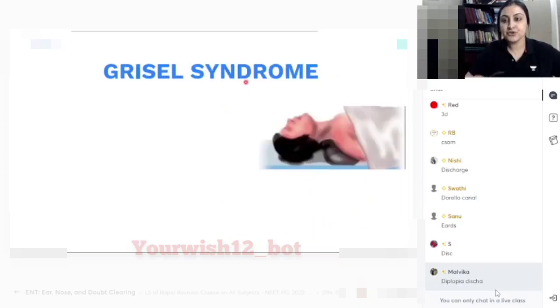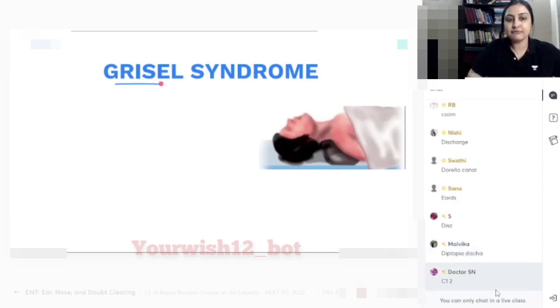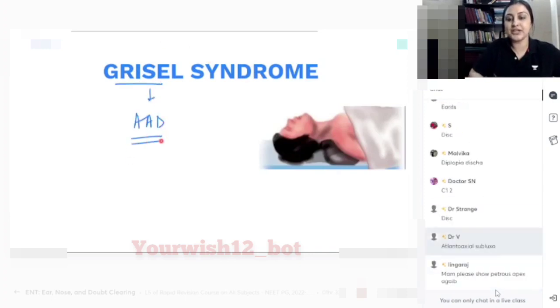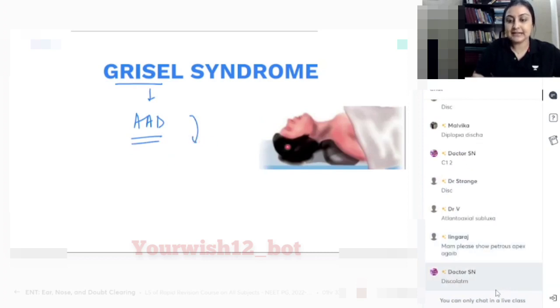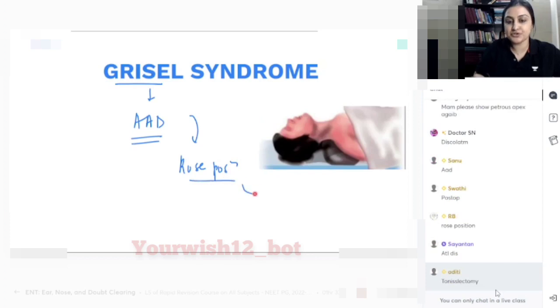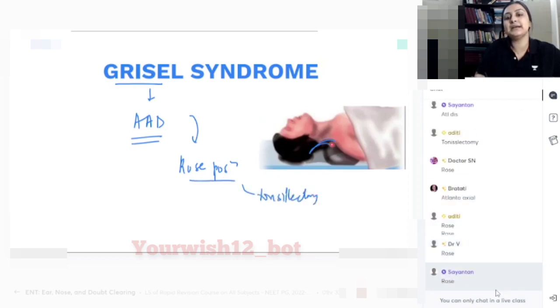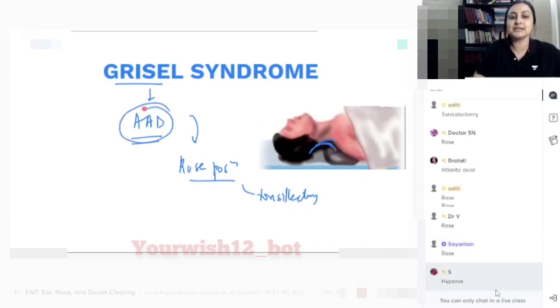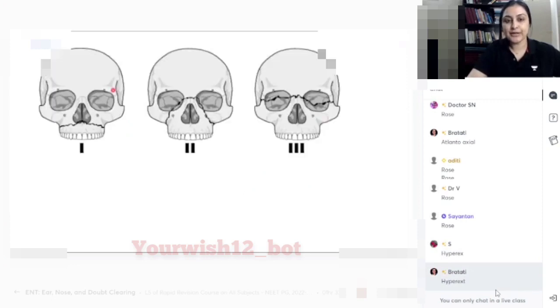One more syndrome, because there is Gradenigo, so don't confuse it: Grisel syndrome. Grisel is atlantoaxial dislocation, which can occur secondary to this position. What is this position? This is Rose's position of tonsillectomy. Very nice. Where we keep the neck hyperextended, right? So because of that, if you have atlantoaxial dislocation, that is called Grisel syndrome. Okay, right. Shall we go into trauma now?